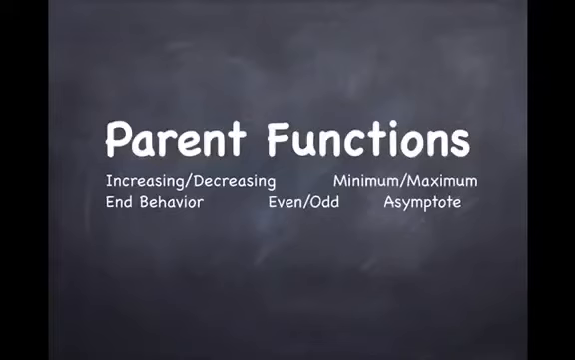All right, so let's go ahead and get started with lesson 2 on the parent functions. With this one, we're going over the rest of the notes. We're going to look at some of our vocabulary terms for this unit: our increasing and decreasing, minimum and maximum points, our end behavior, and even and odd functions, and what our asymptotes are.